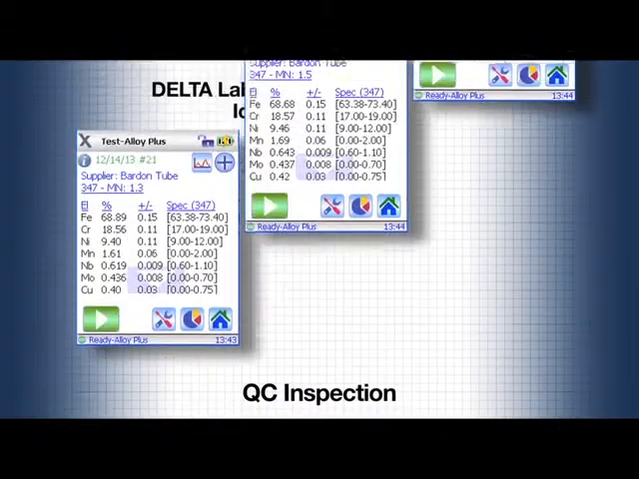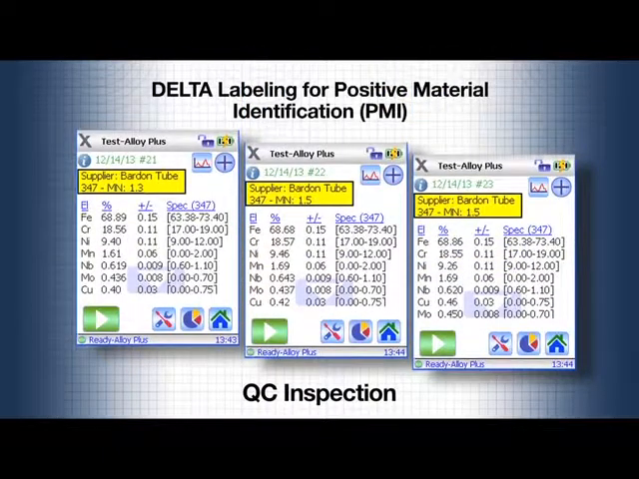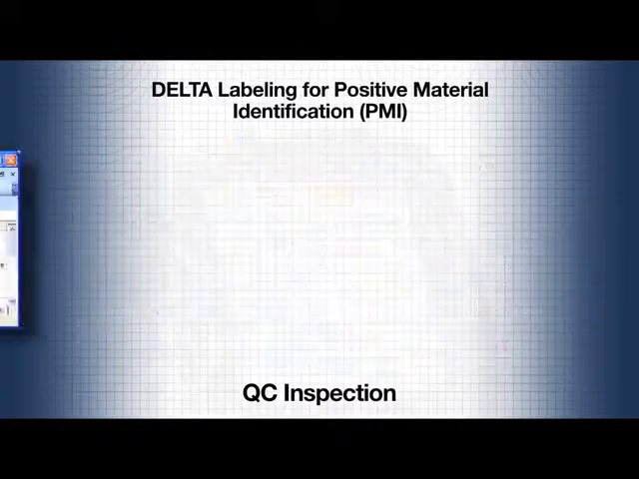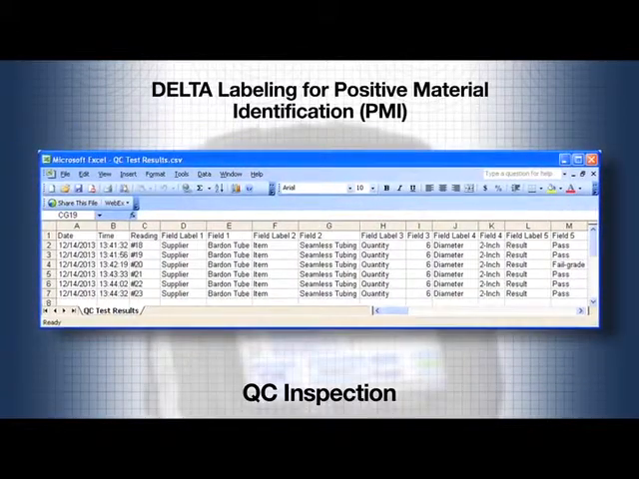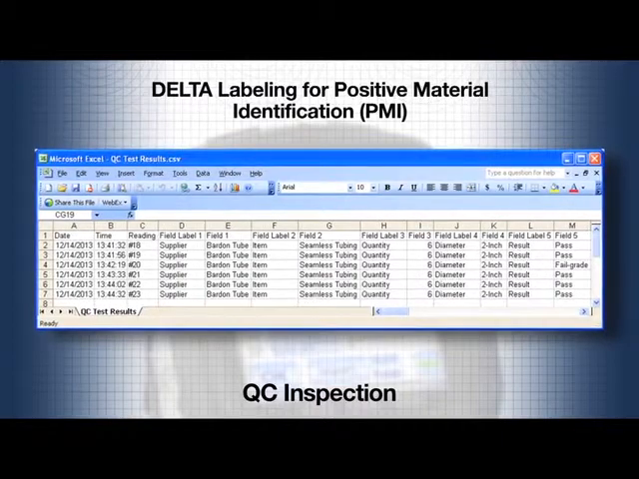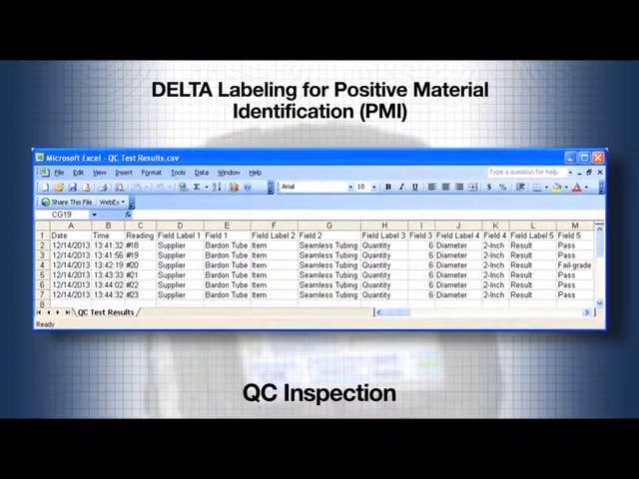The 4th, 5th, and 6th tubes are all 347 grade. The report, which can be used in any PMI software package, will show the labels and results of this testing sequence.